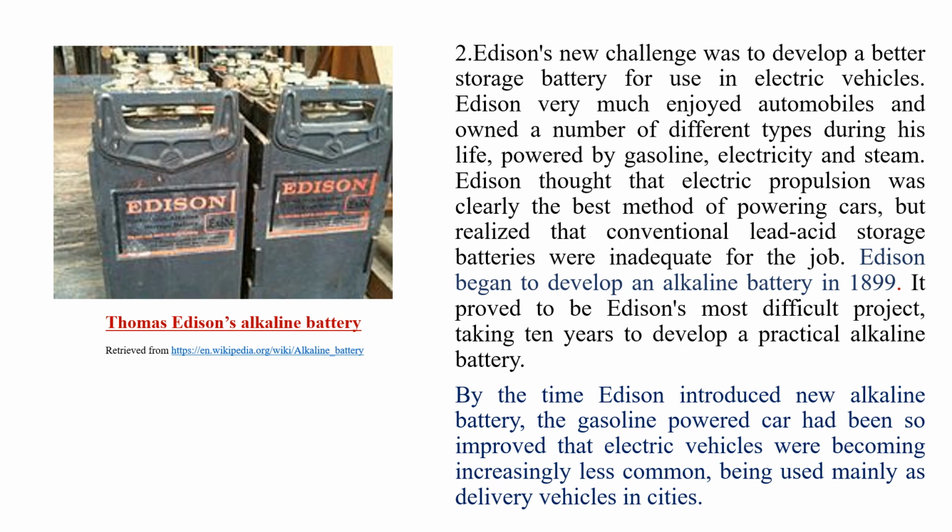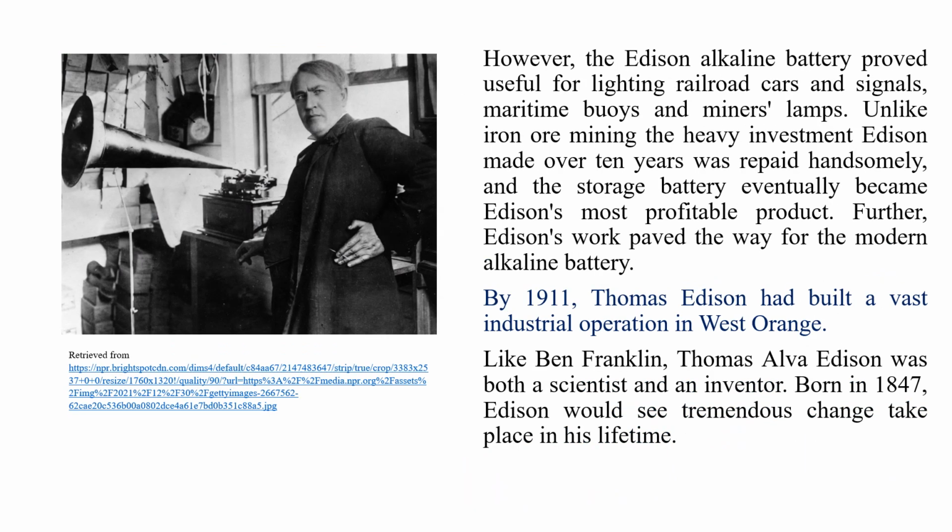By the time Edison introduced his alkaline battery, the gasoline-powered car had been so improved that electric vehicles were becoming increasingly less common, being used mainly as delivery vehicles in cities. However, the Edison alkaline battery proved useful for lighting railroad cars and signals, maritime buoys, and miners' lamps. Unlike iron ore mining, the heavy investment Edison made over 10 years was repaid handsomely, and the storage battery eventually became Edison's most profitable product. Further, Edison's work paved the way for the modern alkaline battery. By 1911, Thomas Edison had built a vast industrial operation in West Orange.